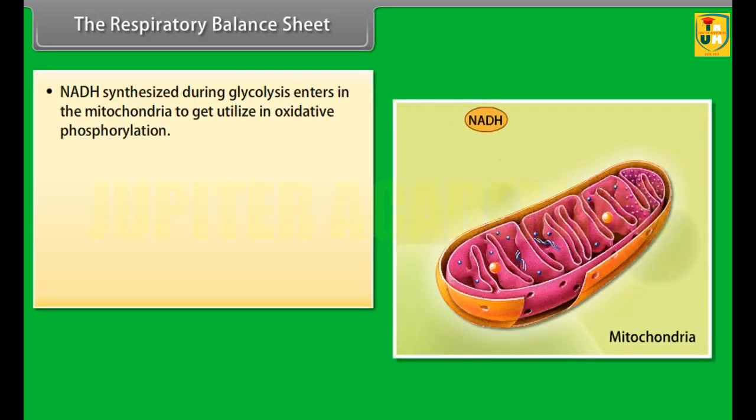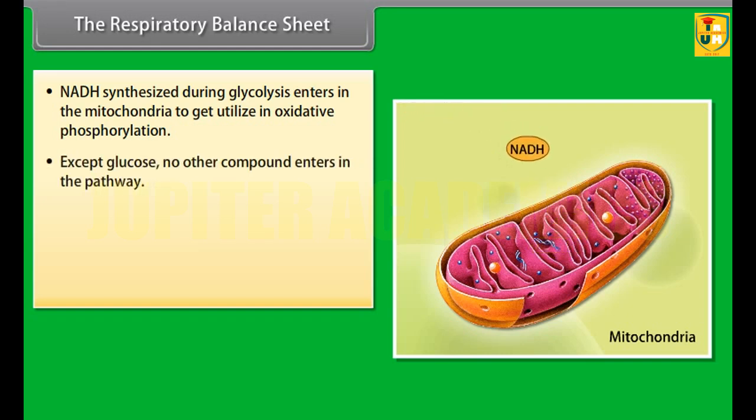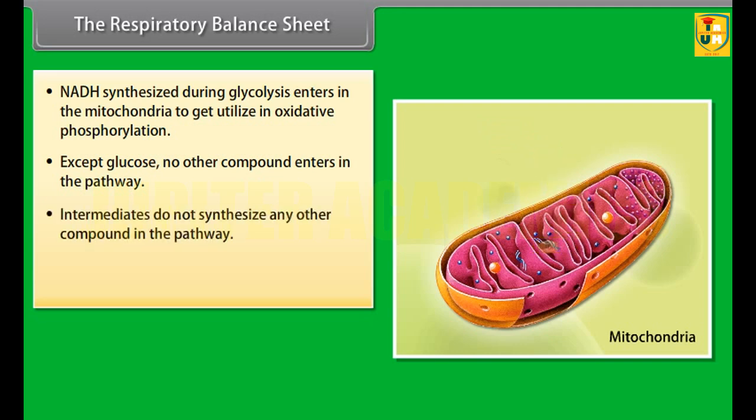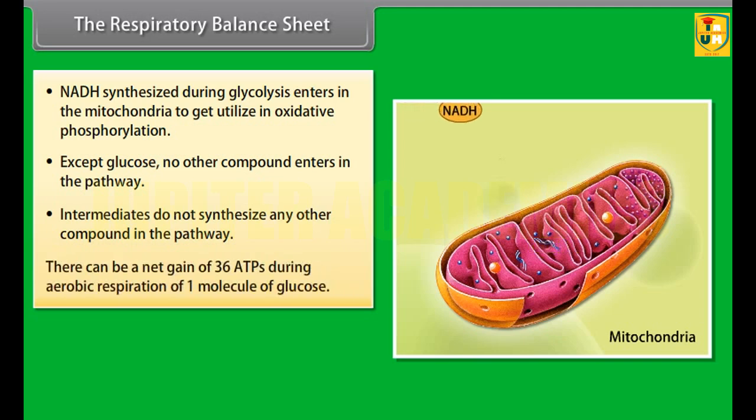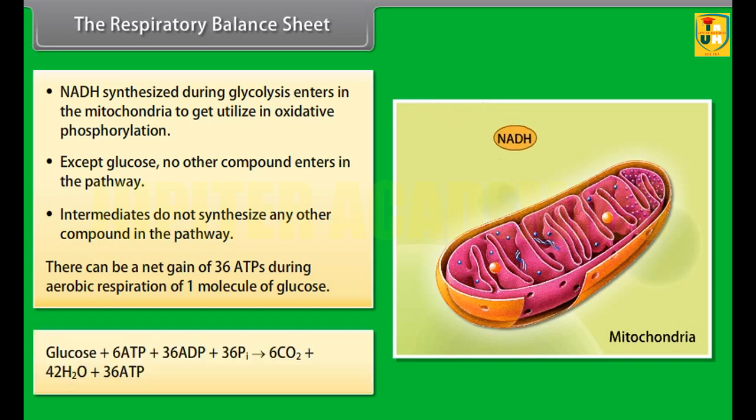NADH synthesized during glycolysis enters the mitochondria to be utilized in oxidative phosphorylation. Except glucose, no other compound enters the pathway. Intermediates do not synthesize any other compound in the pathway. There can be a net gain of 36 ATPs during aerobic respiration of one molecule of glucose. Glucose + 6 ATP + 36 ADP + 36 Pi gives 6 CO2 + 42 H2O + 36 ATP.